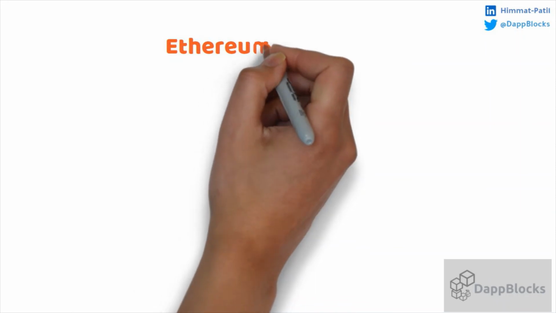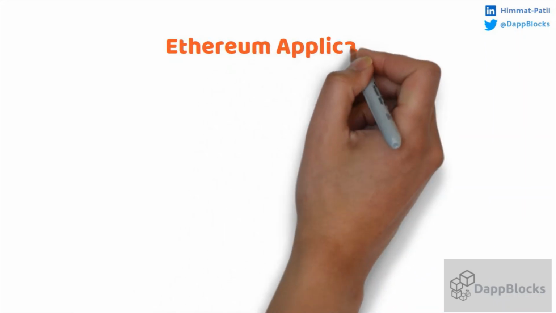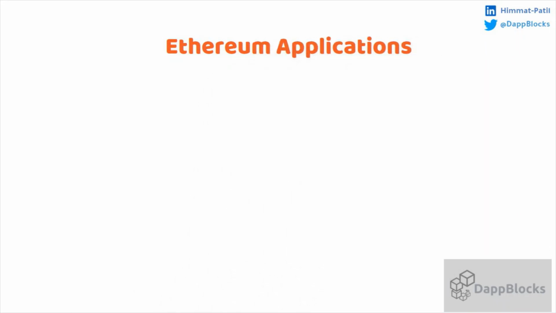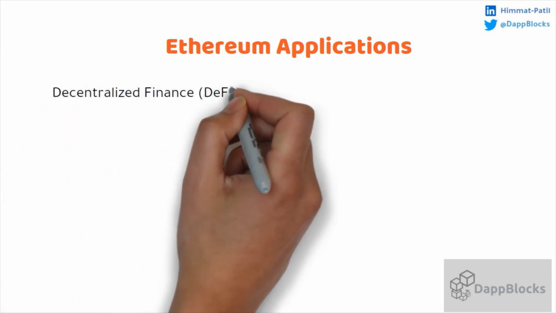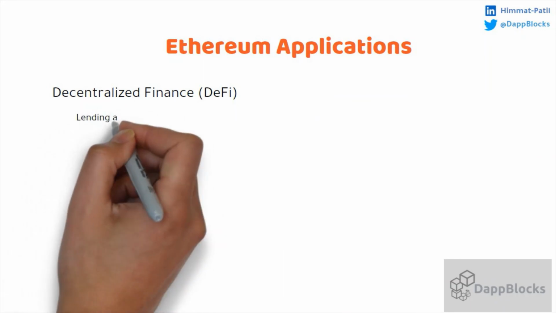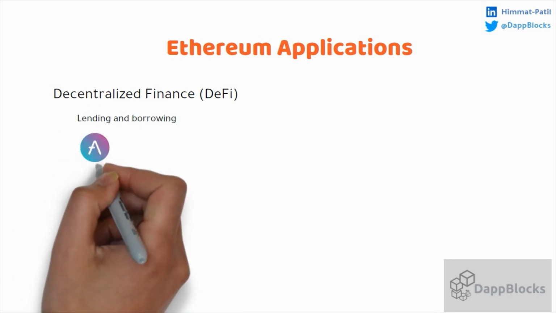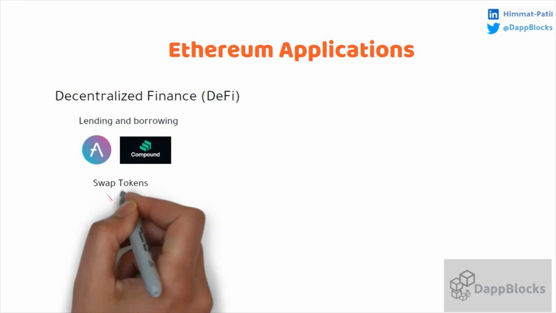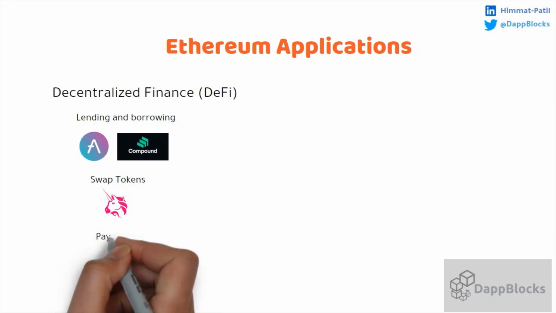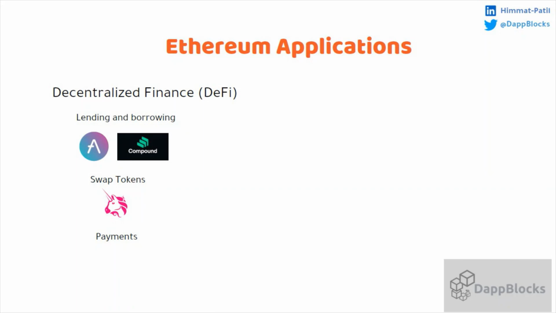Let's understand some Ethereum applications. Ethereum has many applications. We can divide them into four broad categories. First, decentralized finance. In decentralized finance, we have lending and borrowing, for example, Aave, Compound. We have token swaps, for example, Uniswap. Then we have payments. There are many applications available in decentralized finance.